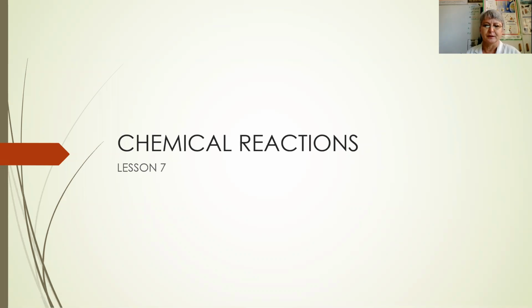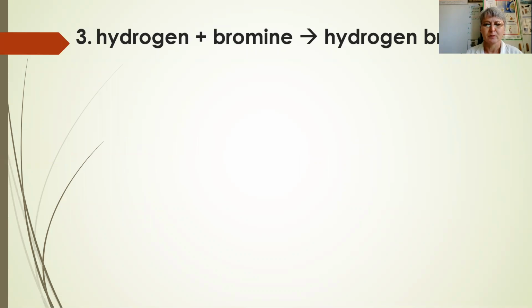Welcome back to grade 9s on the writing of balanced equations. We are still on the general examples for chemical reactions. The third example I want us to do is the reaction between hydrogen and bromine to form hydrogen bromide. So we will follow the same pattern as we've done in the past.